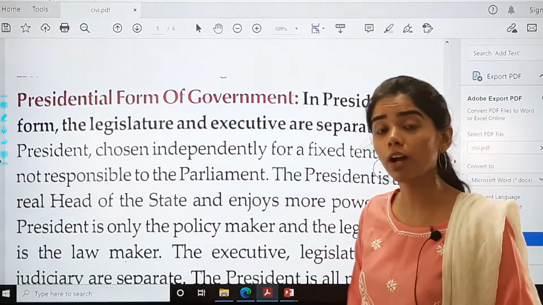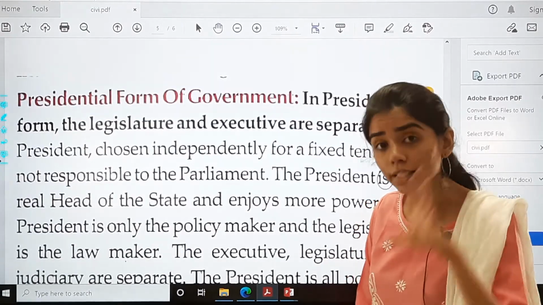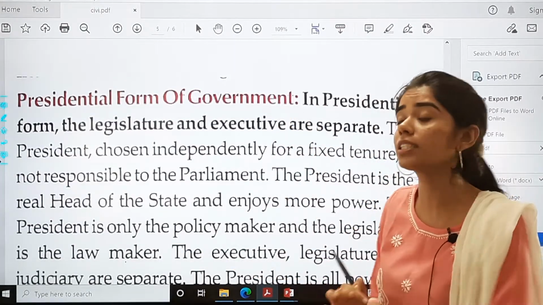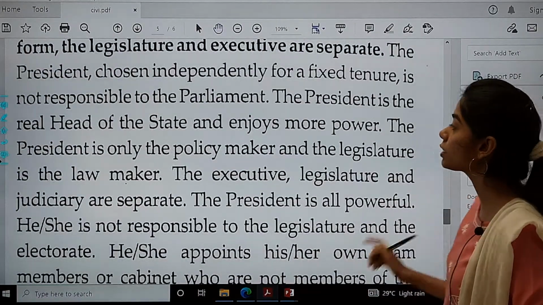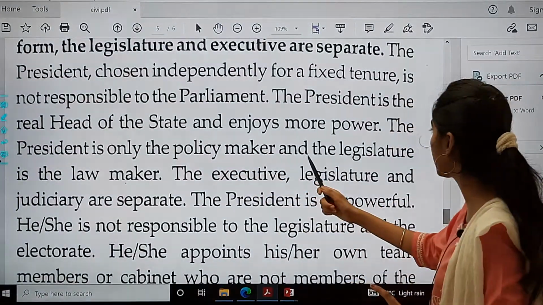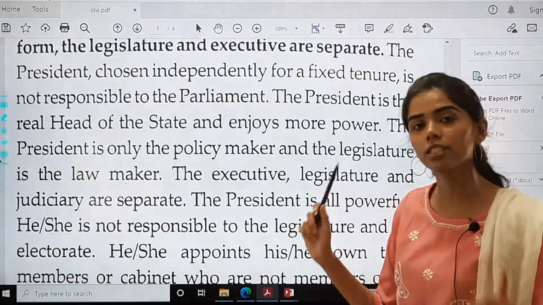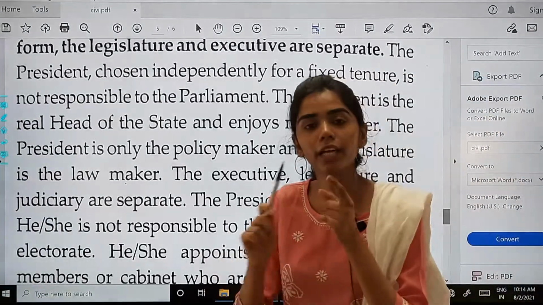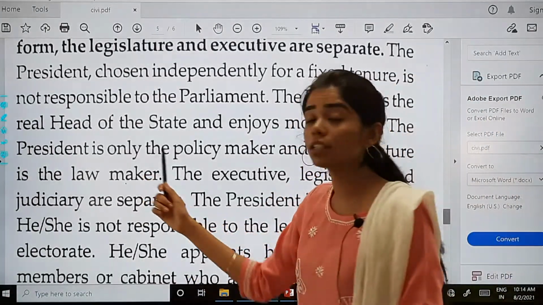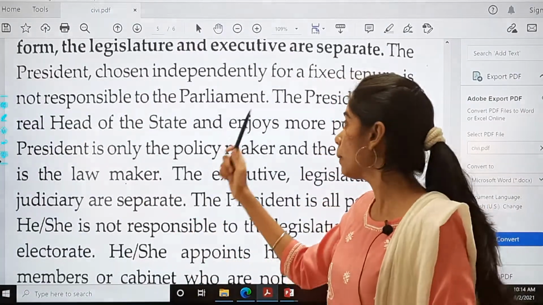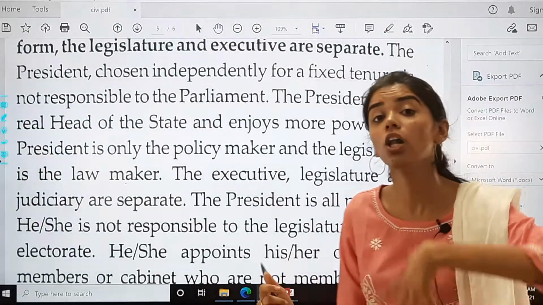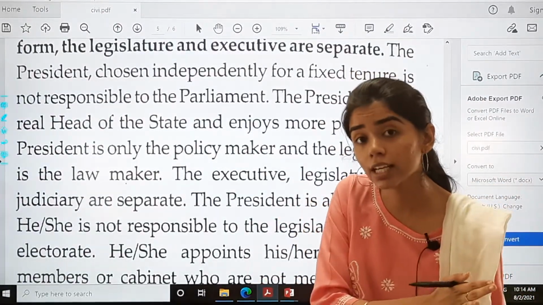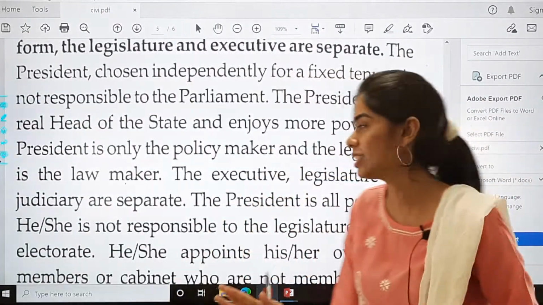So in this kind of government, what happens? The president has more powers as compared to the other one. Clear? The president is only the policy maker and the legislature is the lawmaker. Okay, in this form what happened? President के पास बहुत powers होते हैं. President policies बनाता है and जो legislature है वो laws बनाता है. Policies are different, laws are different.